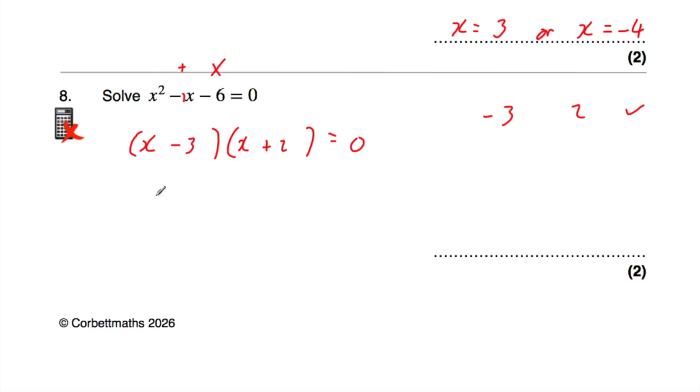Now we've factorized the quadratic, we just need to find the values of x. So here, x would be equal to 3, because 3 take away 3 is equal to 0, so that would work for that bracket. Or, in terms of this bracket, x would be equal to negative 2. And that's it. So either x equals 3 or x equals negative 2.